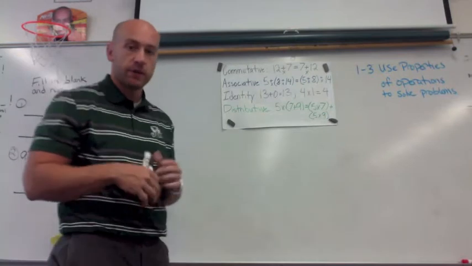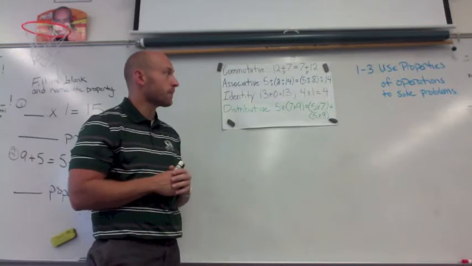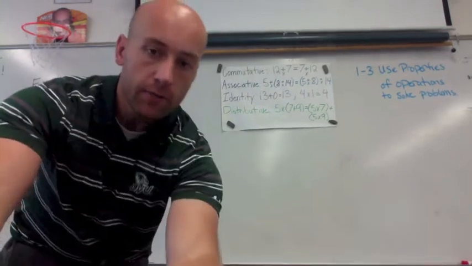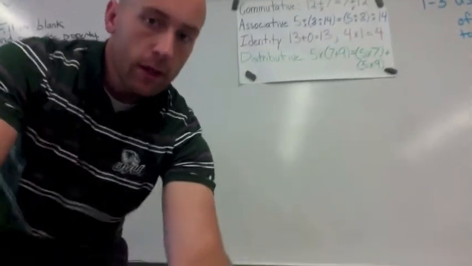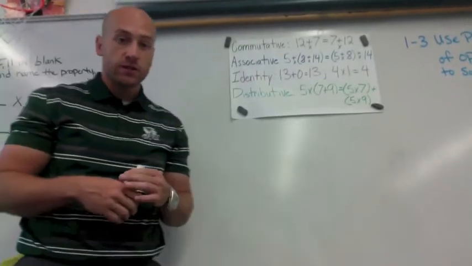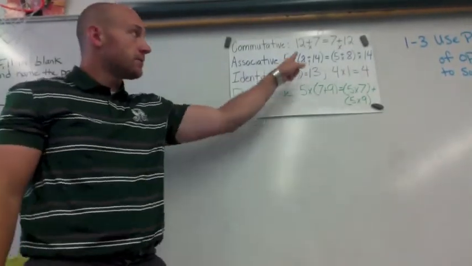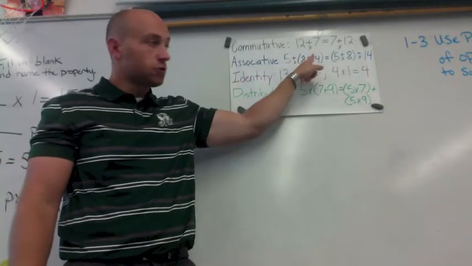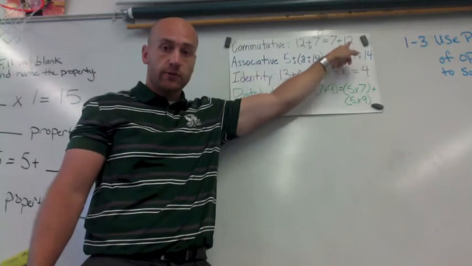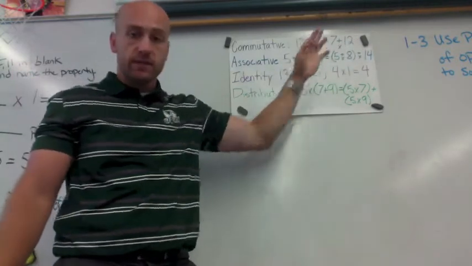Okay, so again, this is a big mental math lesson. We're going to focus on these four properties. We have the commutative property, and remember, the commutative property of addition and of multiplication are the exact same thing. It doesn't matter if it's 12 plus 7 or 12 times 7, and then 7 plus 12 or 7 times 12. If you flip the numbers, it's the same thing.